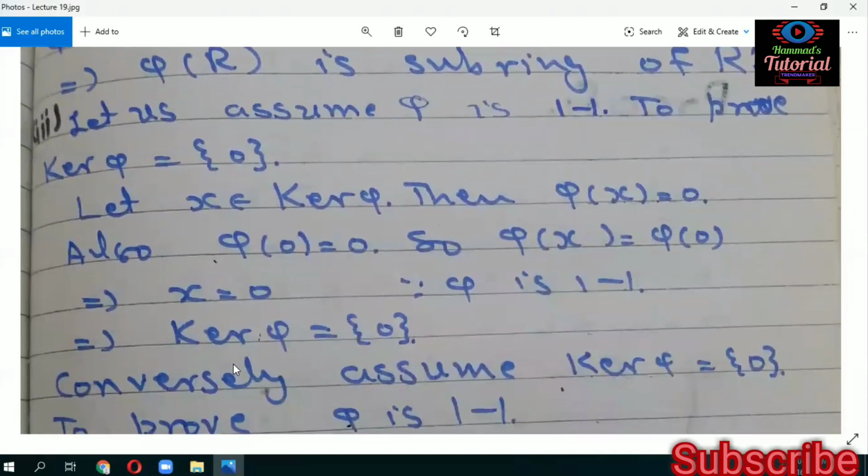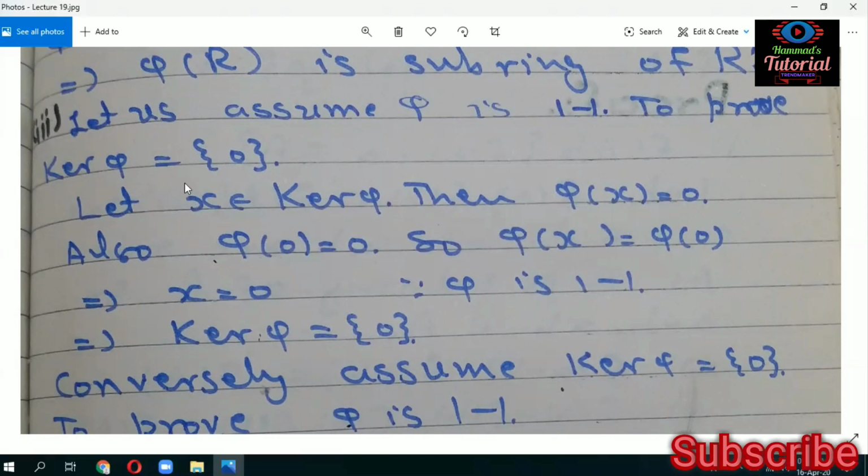Next we have the third and the last part of this theorem. Let us assume phi is 1-1, and then we will have to prove that kernel phi contains only the additive identity 0. For this, let x be an arbitrary element of kernel phi, then phi of x is equal to 0. Now also, as we have just proved that phi of 0 is equal to 0, it means phi of x is equal to phi of 0.